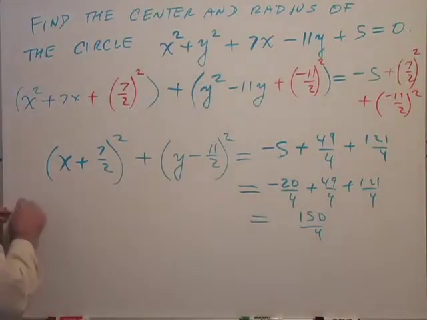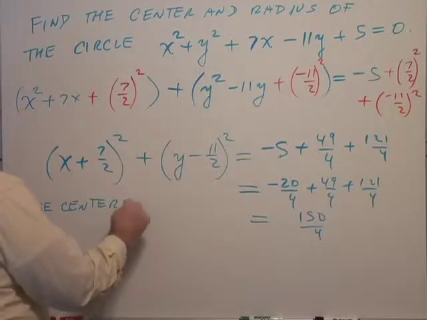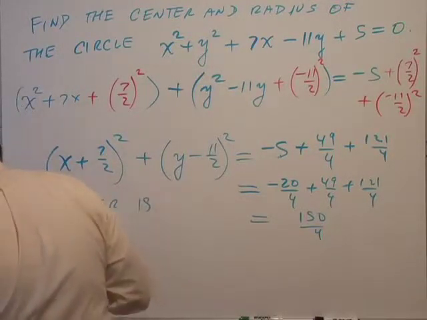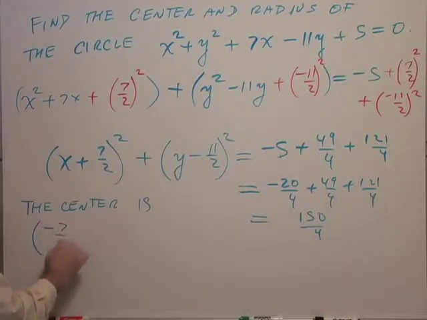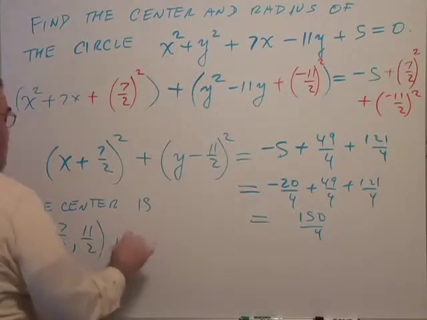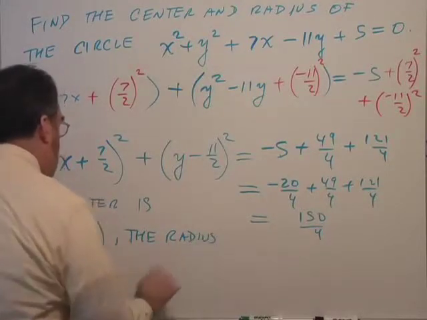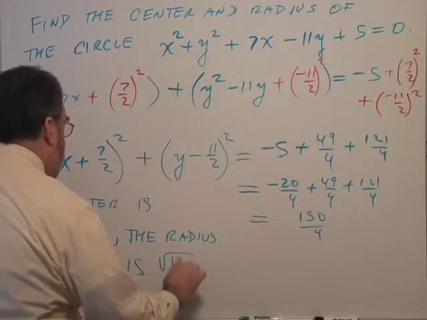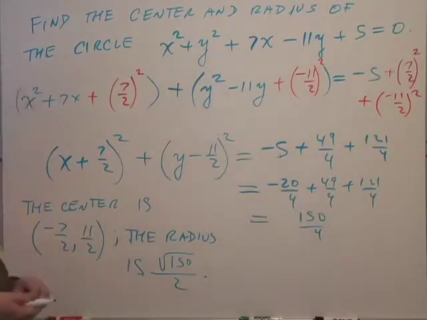I can write the answer. The center is, and I'll write this legibly, hopefully. All right, the center is always the opposite signs, negative 7/2, comma, positive 11/2. Semicolon, the radius is the square root of 150/4. All right. So why is that?